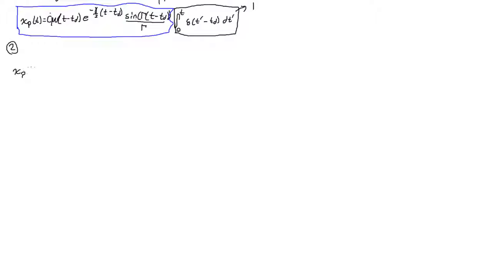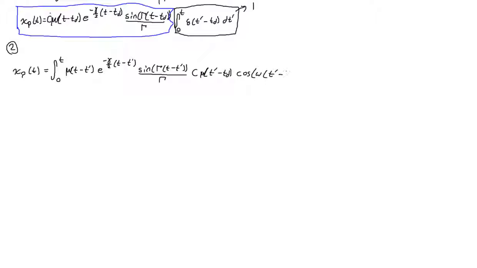So then our x sub p of t is going to be equal to the integral from 0 to t of mu of t minus t prime, exponential minus gamma over 2 times t minus t prime, sine of gamma times t minus t prime over gamma, and then we're going to have a C and a mu of t prime minus t sub d, and then a cosine omega times t prime minus t sub d, dt prime.